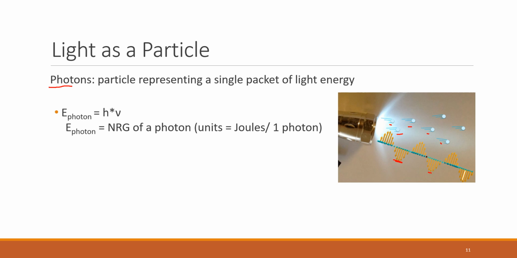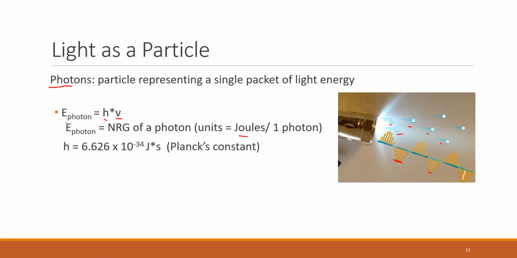So when light acts as a particle, we have a different type of equation, since there is no wavelength involved when it's acting as a particle. So that equation is going to be represented here. So E of a photon stands for energy of a photon. The units are joules per photon. And then we have two other variables in this equation, h and v. Now we already know what v represents. That's frequency. So that's going to be the same as the previous equation we learned, c is equal to lambda v. But h is a new variable.